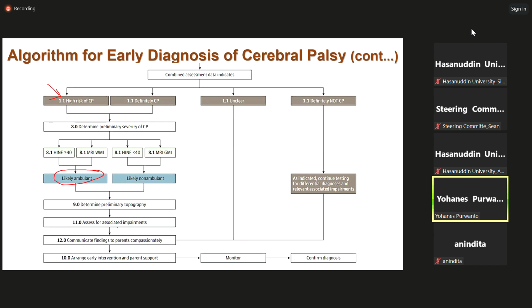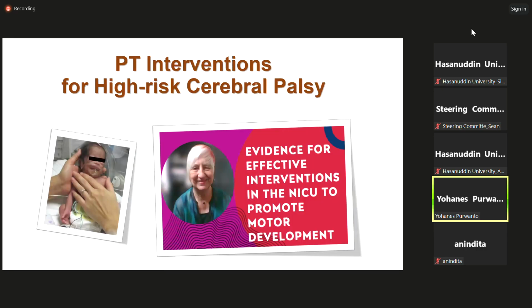And then we need to assess associated impairments. And then the last, we need to arrange an early intervention program. So this is good news for us about the algorithm of early diagnosis of cerebral palsy. And the last part, I will talk about the PT intervention for high-risk cerebral palsy.